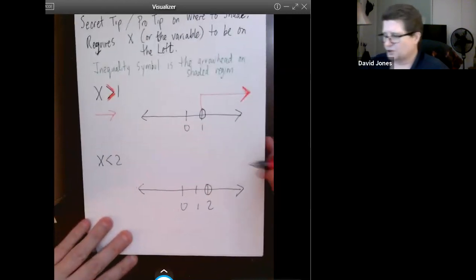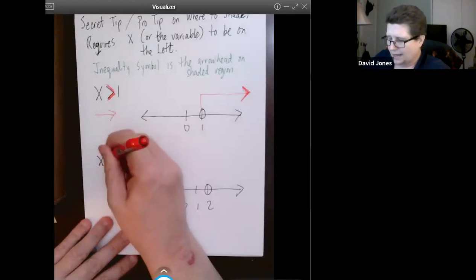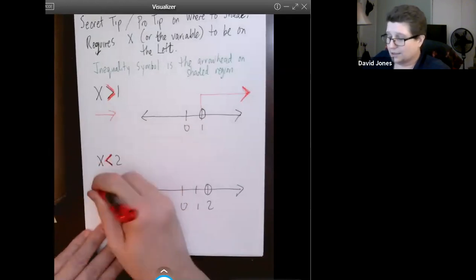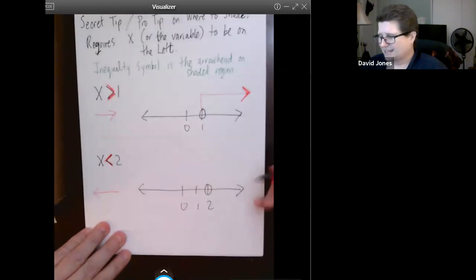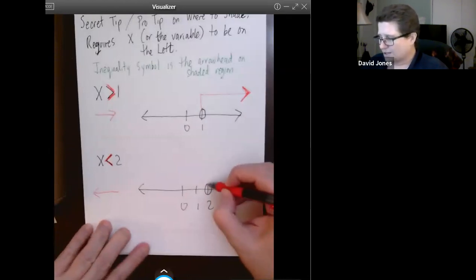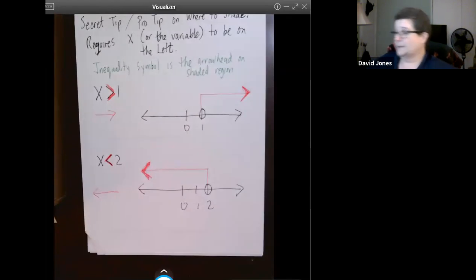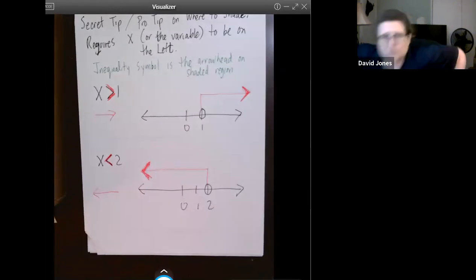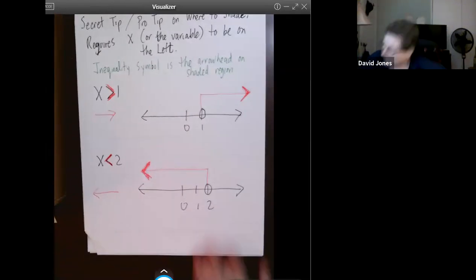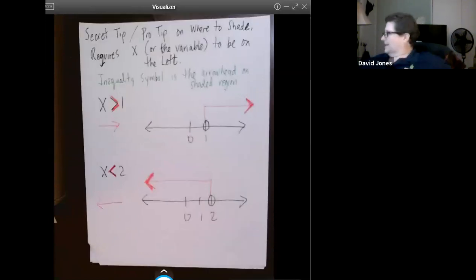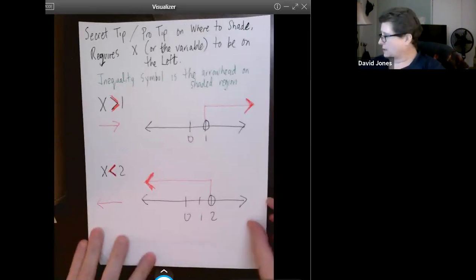X is less than 2. It looks like the arrowhead of an arrow pointing to the left. It doesn't work if I have it coming in from the right and pointing to the 2. When it's going out of the 2, it's got to go to the left. Okay? It only works when X is on the left. If X is not on the left, it doesn't work. All right?